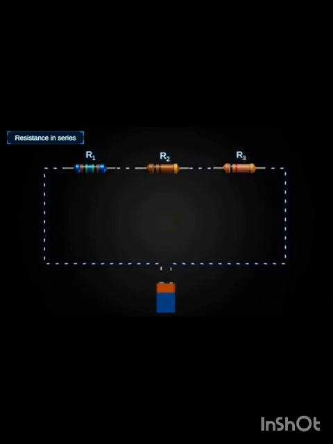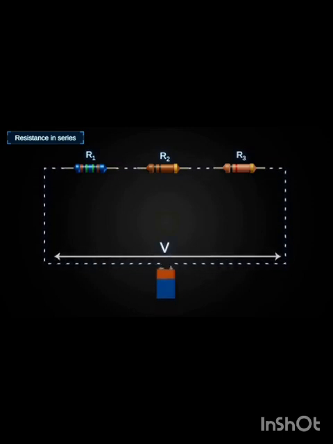Also, an external voltage V is applied across it, from which the current flowing through the resistors is the same, but the voltage across the three different resistors is different. Since the voltage across the resistors is different, they can be represented as V1, V2 and V3.